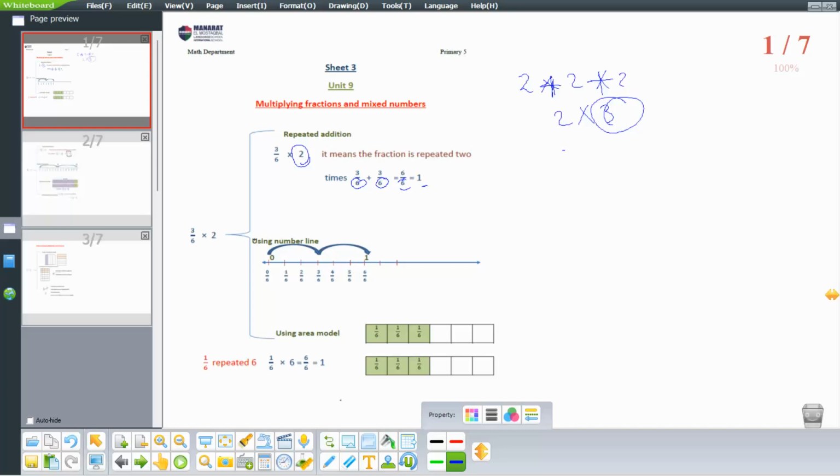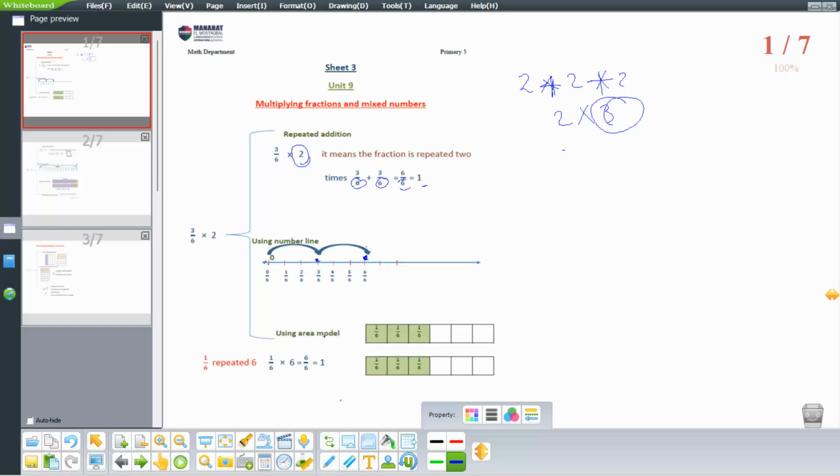If I use the number line, we have 0 over 6, 1 over 6, 2 over 6, 3 over 6, 4 over 6, 5 over 6, 6 over 6. 3 over 6 means from 0 over 6 to 3 over 6, 1, 2, 3, and repeat again 3 over 6, 1, 2, 3. So the answer will be 6 over 6, which is 1.